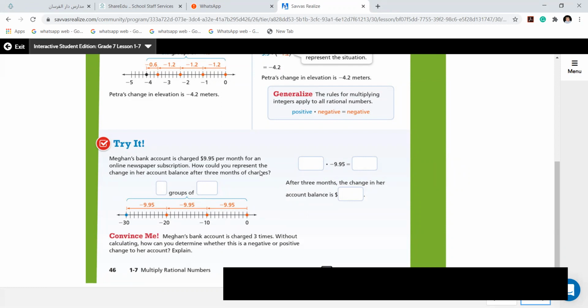Who can solve this question for me? Please read it out. One of you, please read this out. Me. Miss, me. Ishan.